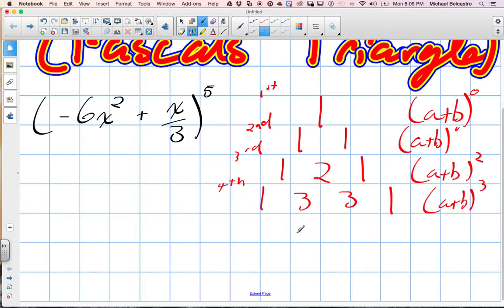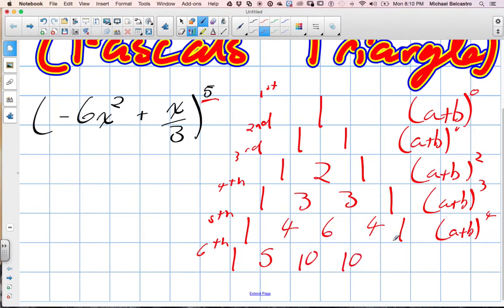We've got to get to the 5th. The 5th row is 1, 4, 6, 4, 1. That's a plus b to the power of 4. Again, we're always just adding values in between. Then the 6th row is when we're looking at the power of 5, and that would be 1, always 1s on the outside, 1 and 4 is 5, 4 and 6 is 10, 6 and 4 is 10, 4 and 1 is 5, and 1 again. This would be a plus b to the power of 5.